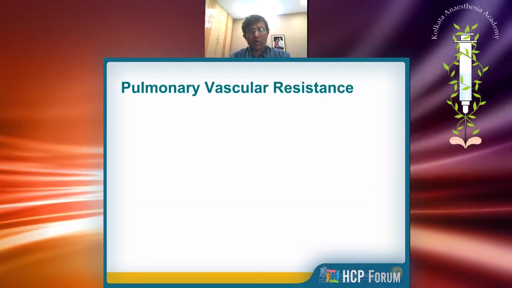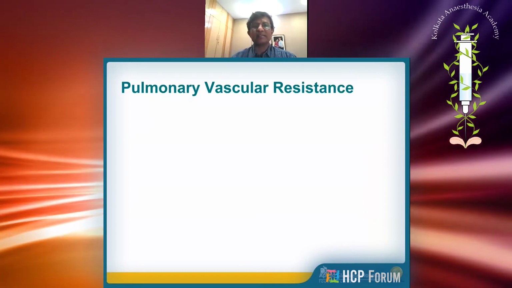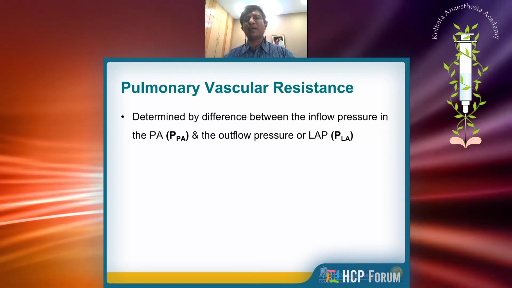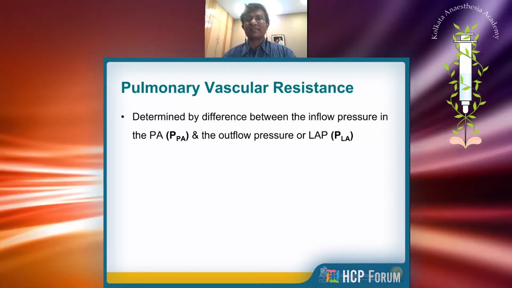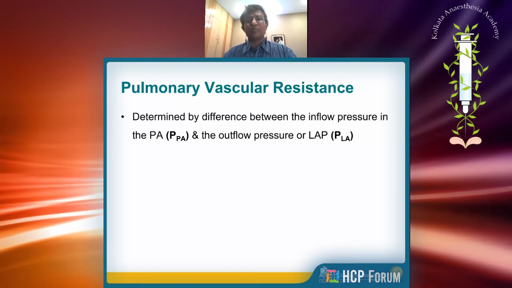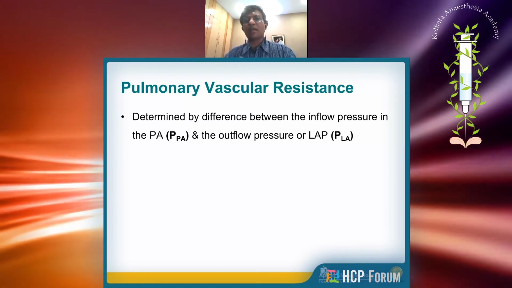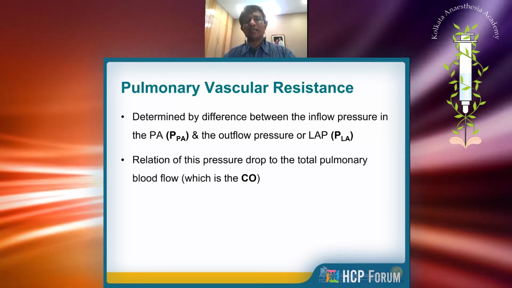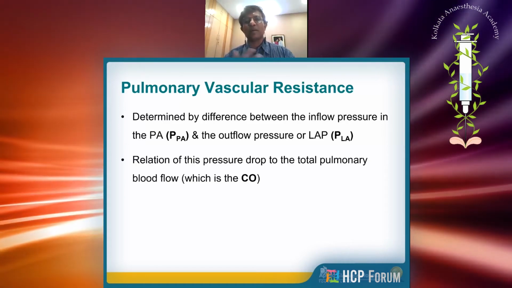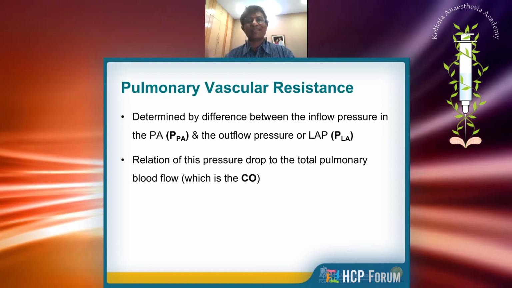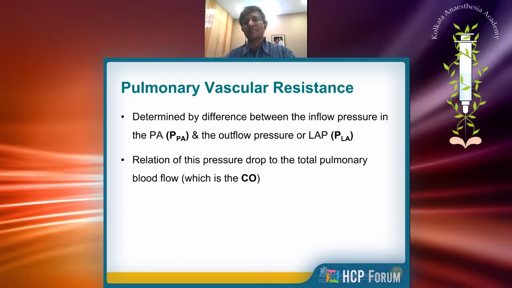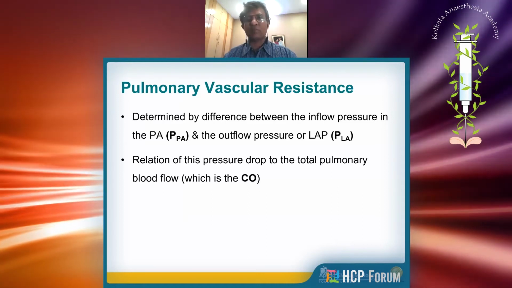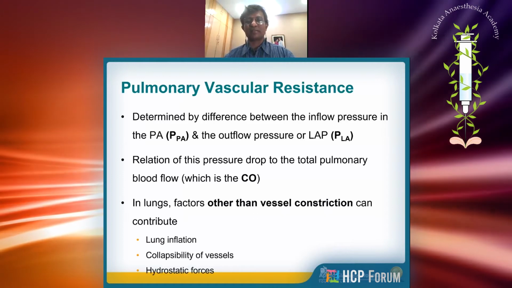Coming therefore to pulmonary vascular resistance. And what is pulmonary vascular resistance? It is determined by, I think everybody understands this, the difference between the inflow pressure, that is the pressure in the pulmonary artery, and the outflow pressure, which is the left atrial pressure, and its relationship with the total pulmonary blood flow, which is cardiac output. So essentially you get down to PPA minus PLA divided by CO, and that's how the algorithm works to determine the pulmonary vascular resistance.